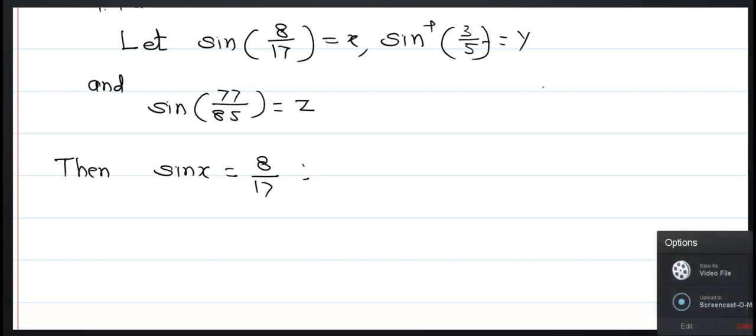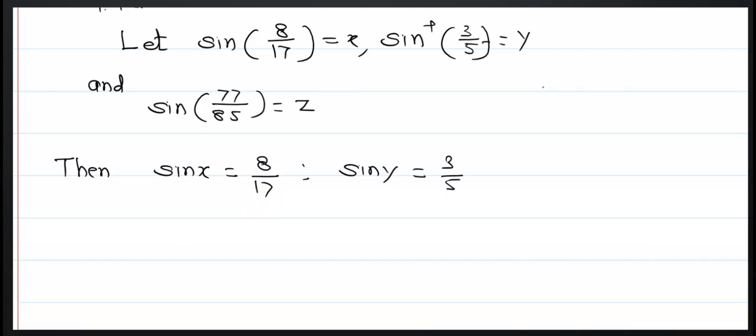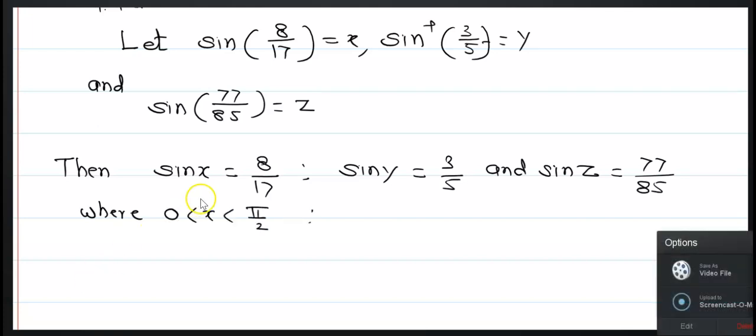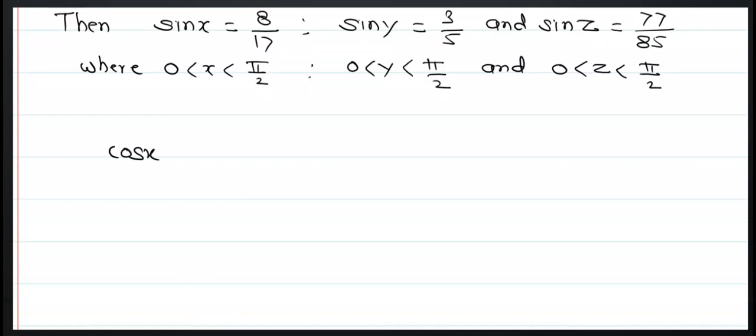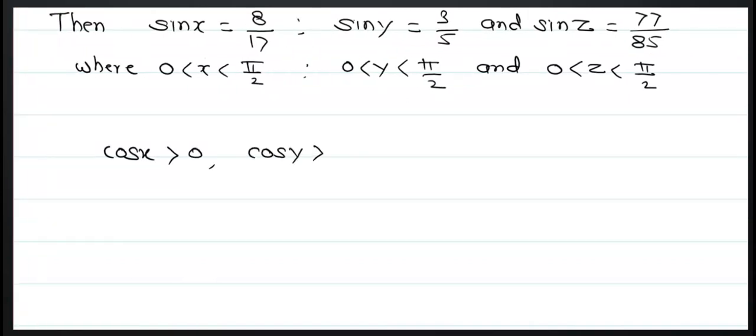Now here, therefore, sin x is equal to 8 upon 17, sin y is equal to 3 upon 5, and sin z is equal to 77 upon 85. The values of x, y and z lie between 0 and pi by 2, all being positive. So cos x is positive, and cos y is also positive here.